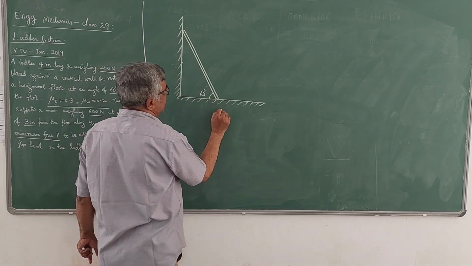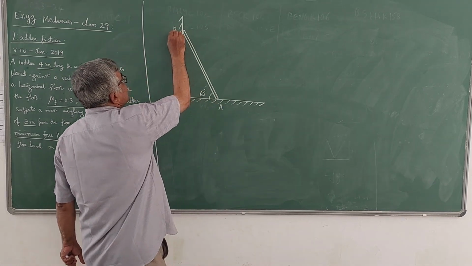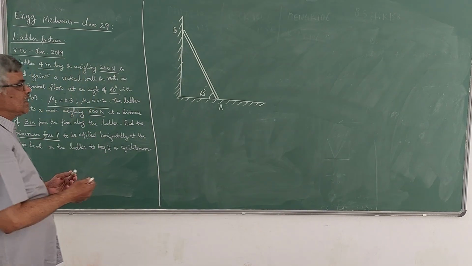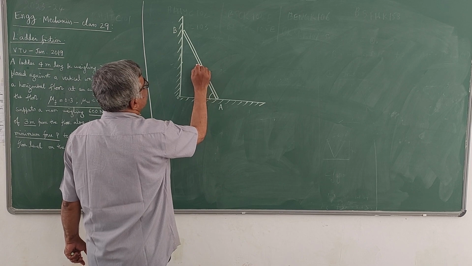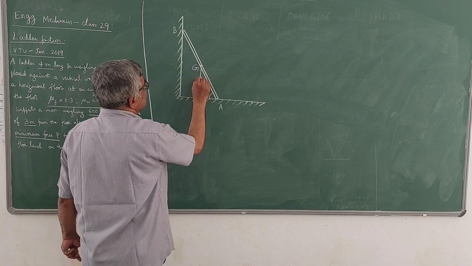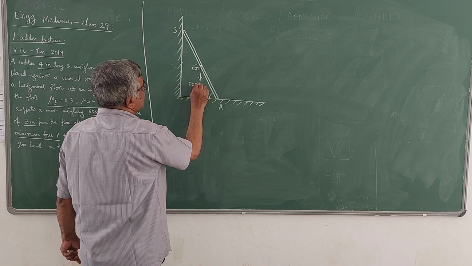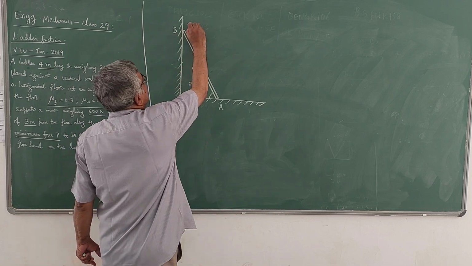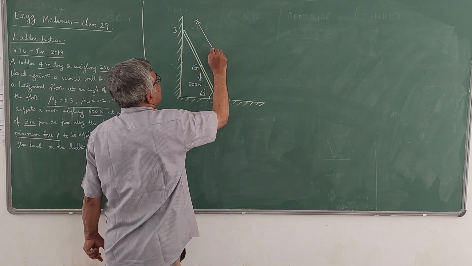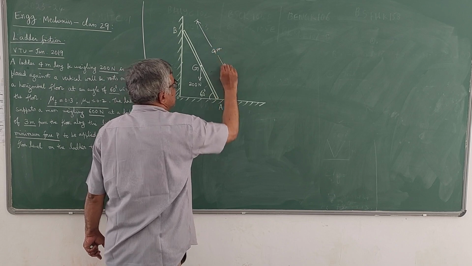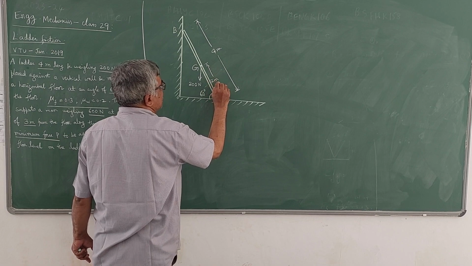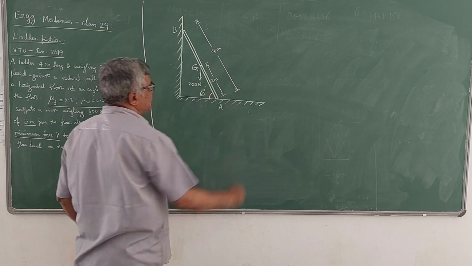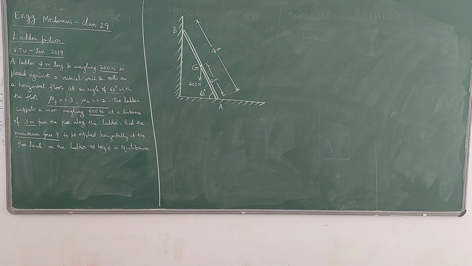Let me take this AB as the ladder. The weight of the ladder is 200 Newton. You know that the weight of the ladder acts at the center of gravity of the ladder, G. So this is 200 Newton, and it acts vertically downwards. The length of the ladder being 4 meters, this G will be at 2 meters. Center of gravity will be at the midpoint of the ladder, so that is 2 meters from the floor.